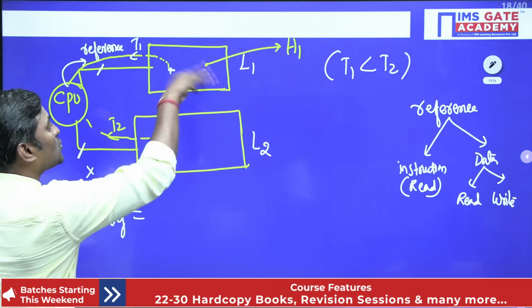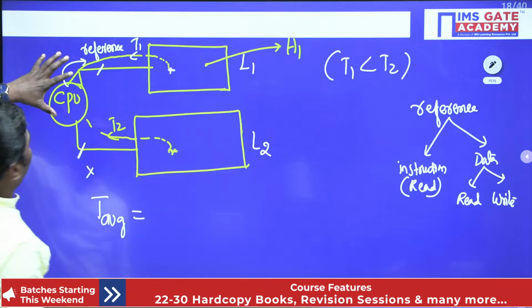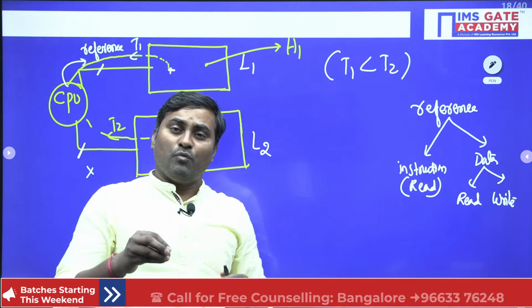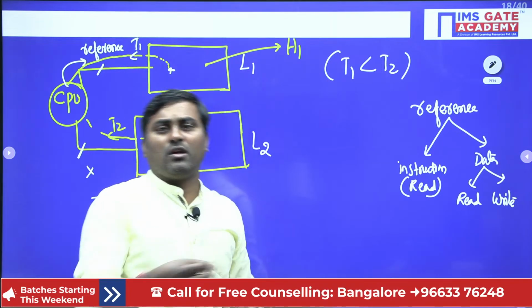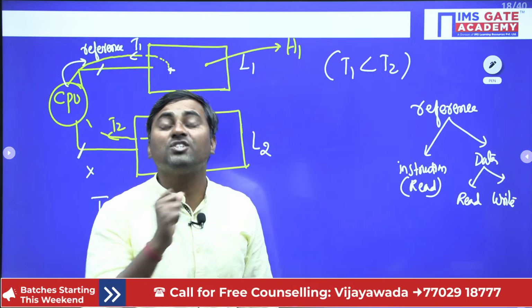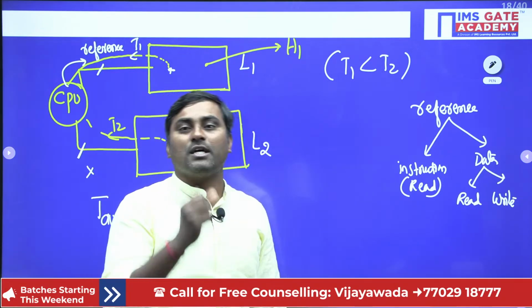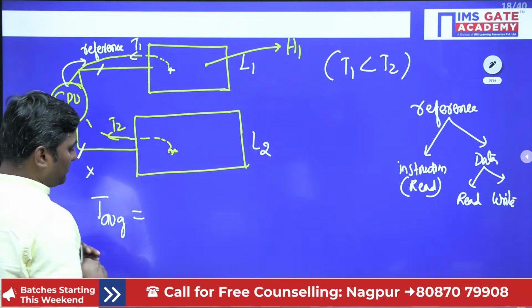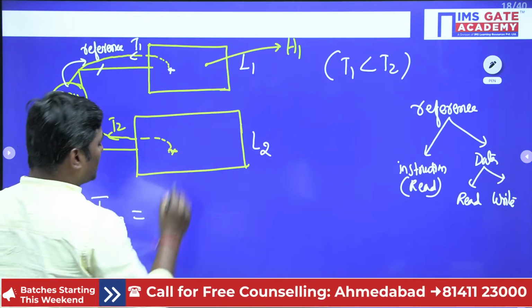Now if I am asking for the average access time with this two-level memory: the processor will generate an address, which can be searched in level 1 or level 2, but ultimately I should get the data. What is the average time required for the two-level system? How can we write it? First, where are you searching?